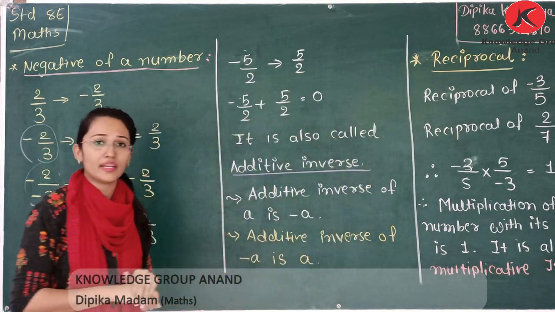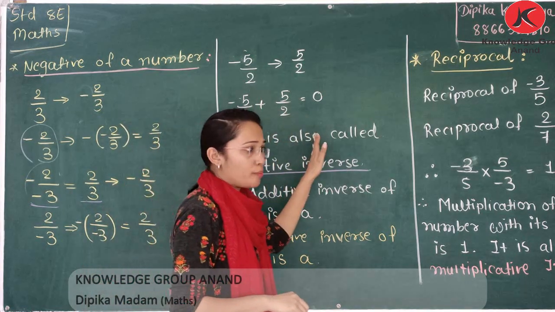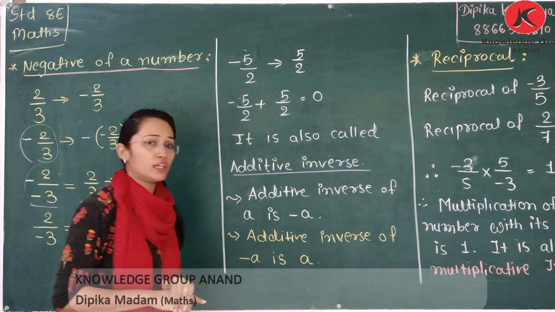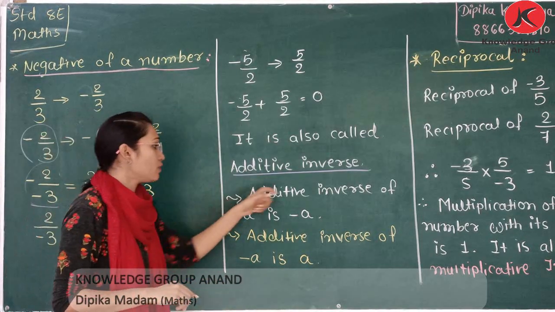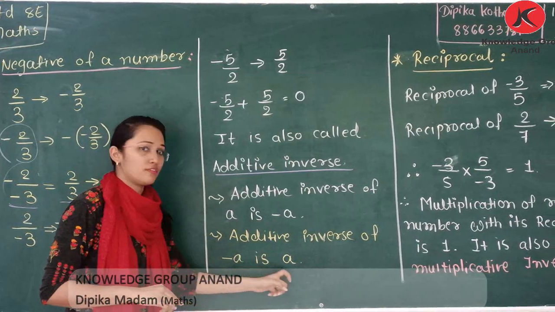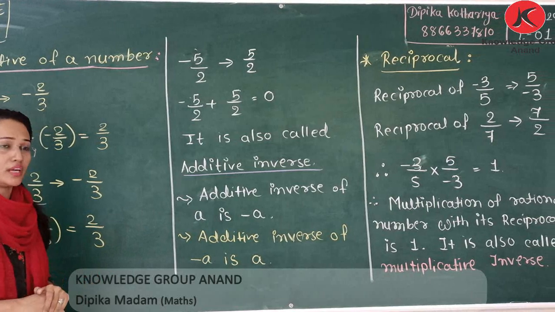Why it is called additive inverse? Because answer of rational number with its negative is 0. That's why it is called additive inverse. Additive inverse of a is -a and additive inverse of -a will be a. Now I hope you will clear with the negative of rational number.